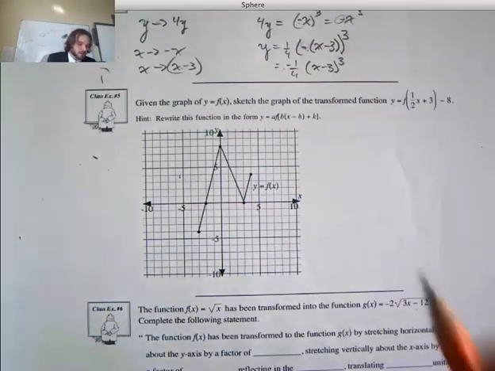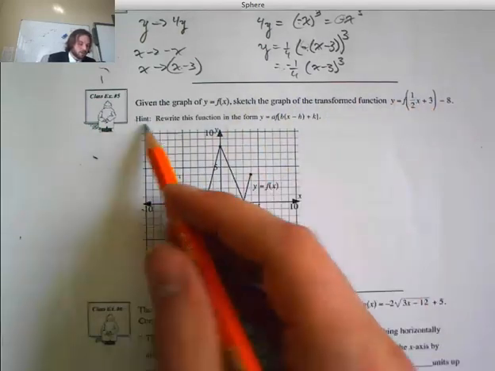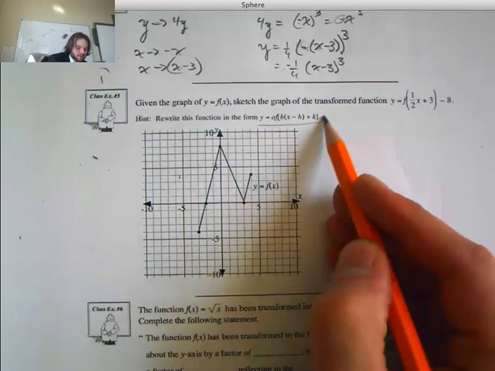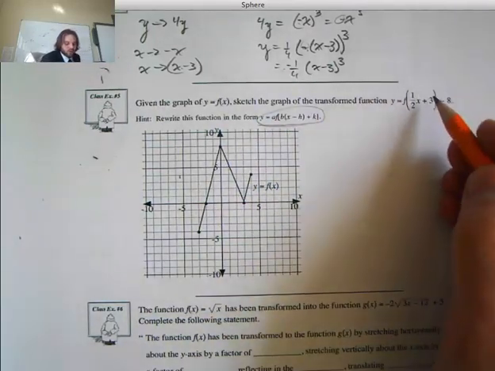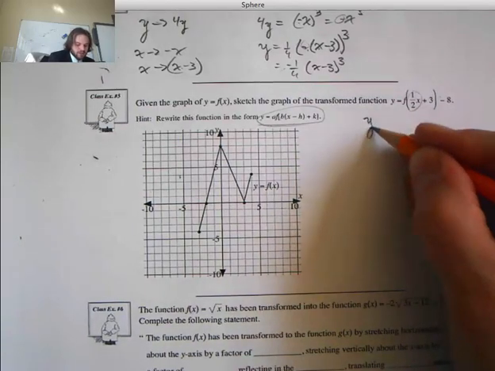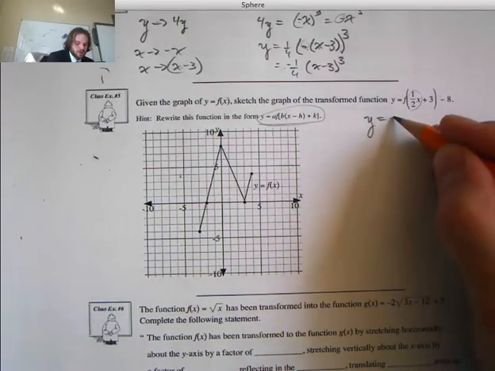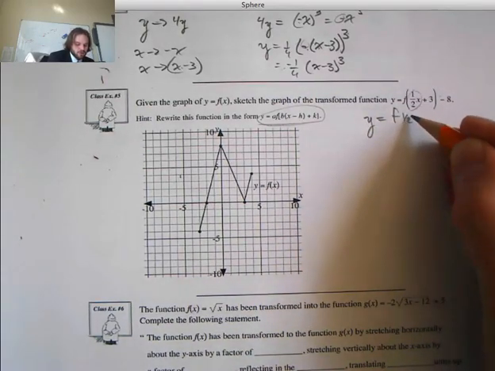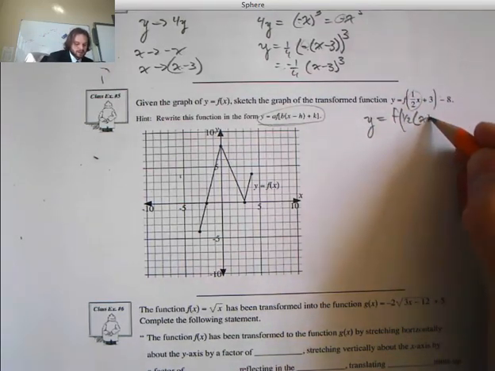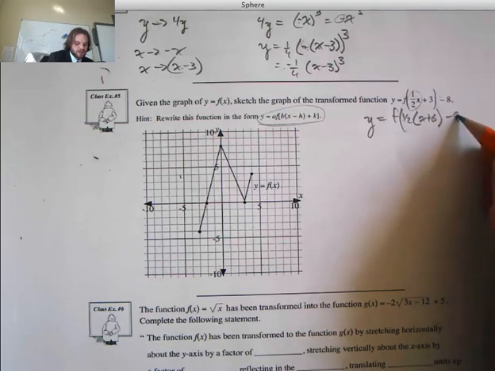All right, now the next one here is, we're given this graph here, and I'm just going to start you off for this one. So our equation is in this form here. So first of all, I have 1 over 2 and then plus on the inside. So I'm going to simplify this equation. So we get y is equal to f of 1 over 2, and I'm going to factor out that 1 over 2. So I get x plus 6. And then I'm going to subtract 8.